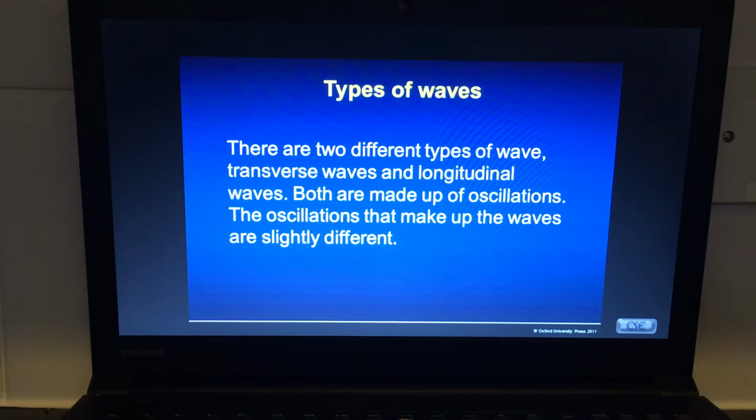Now there's different types of wave. You have transverse waves and longitudinal waves. They're both made up of oscillations, but they're ever so slightly different in the way that they transfer energy, and you need to know the differences.